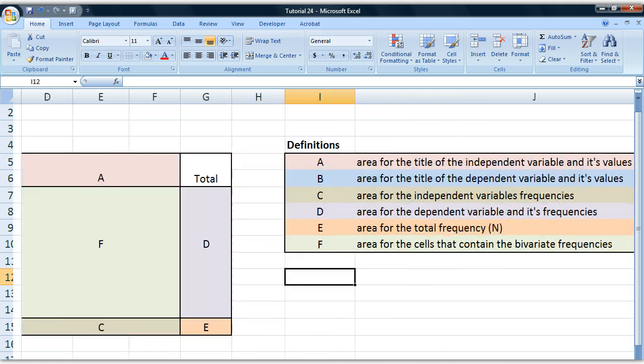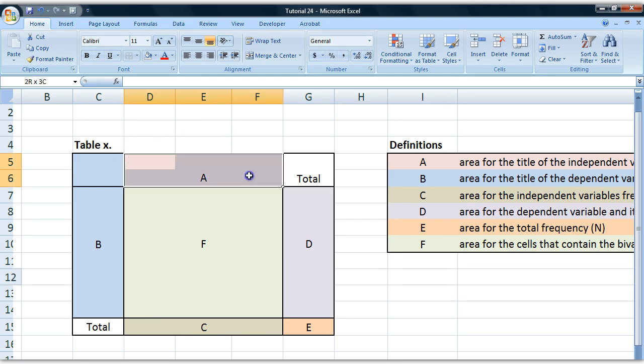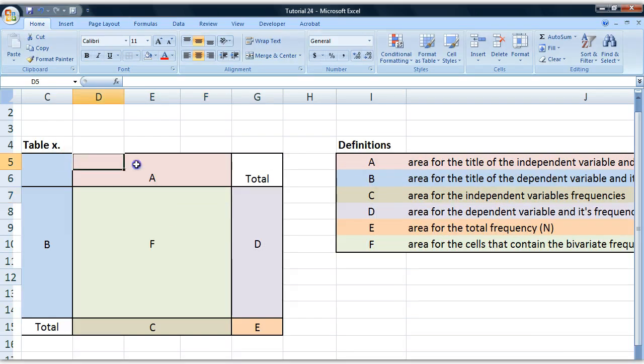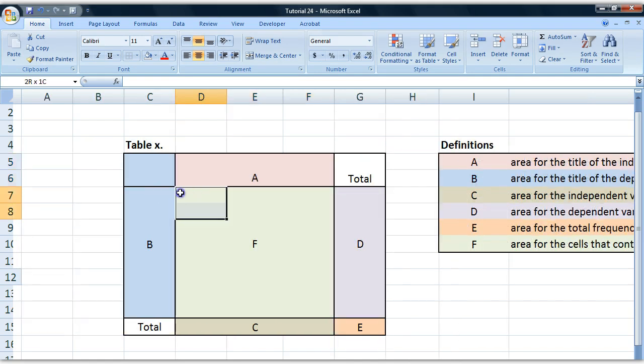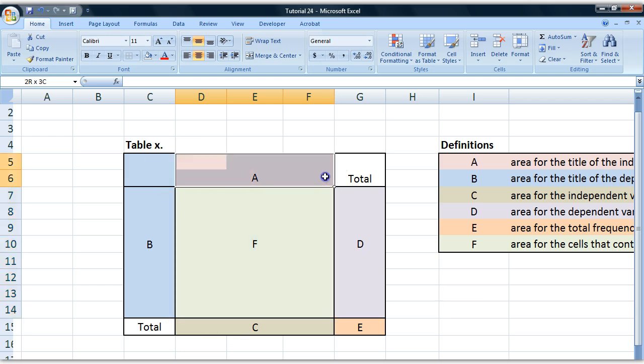Let's check out the definitions of the different areas that I have colored here. Area A, which is on the top here, is the area for the title of the independent variable and its values. So you will have a title for the variable, and you will have its values. Now, why is it placed on top? Well, if you think about this as a bar chart or a scatter plot or something, we always keep the independent variable on the x-axis. So if this chart had an x-axis, it would be horizontal like this. So that's why we placed the independent variable over there.